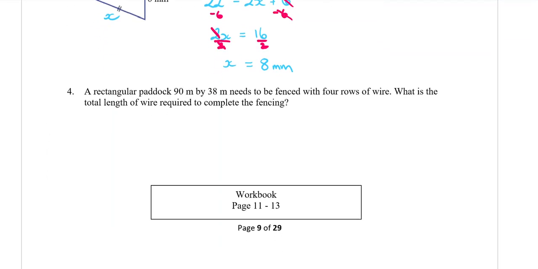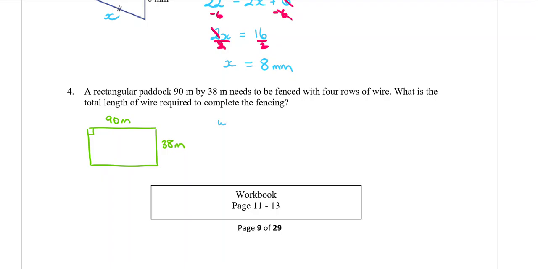Question 4 is a wordy problem. It says a rectangular paddock of 90 metres by 38 metres needs to be fenced with 4 rows of wire. So I'm going to draw a picture. Here's my rectangular paddock. It is 90 metres long and 38 metres wide. And I need to fence that in, so I'm going to need to know the perimeter.